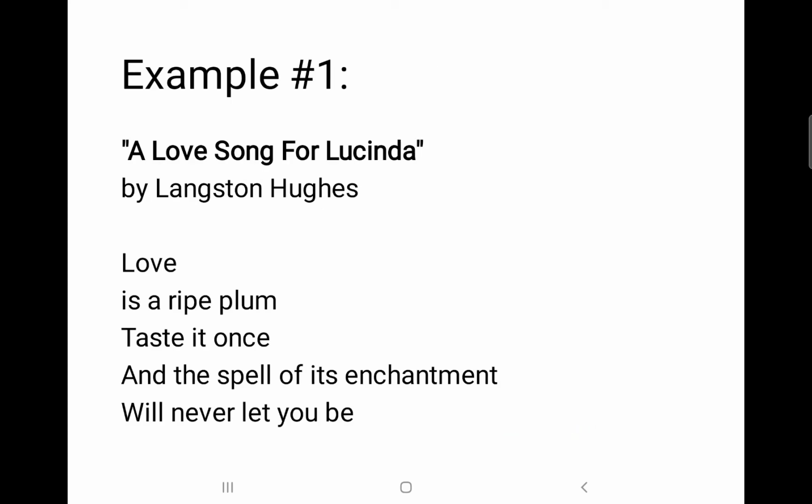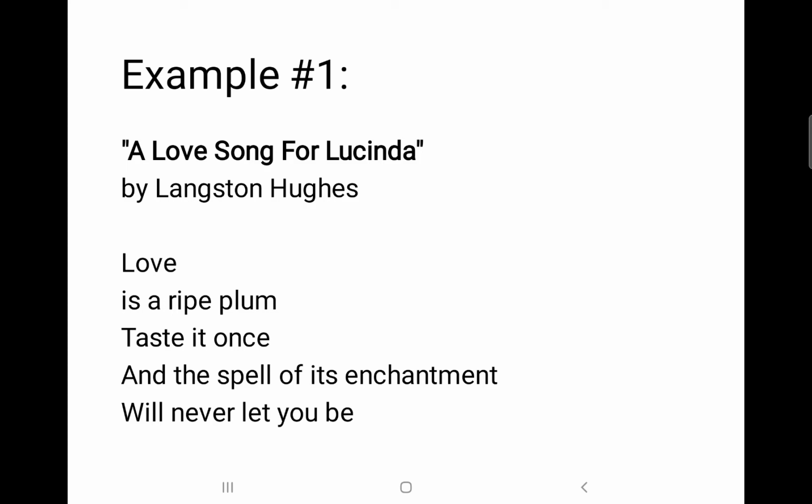Let us have an example to know how to identify a theme. So, for example, this is A Love Song for Lucinda by Langston Hughes. Let's read it. Love is a ripe plum. Taste it once, and the spell of its enchantment will never let you be.